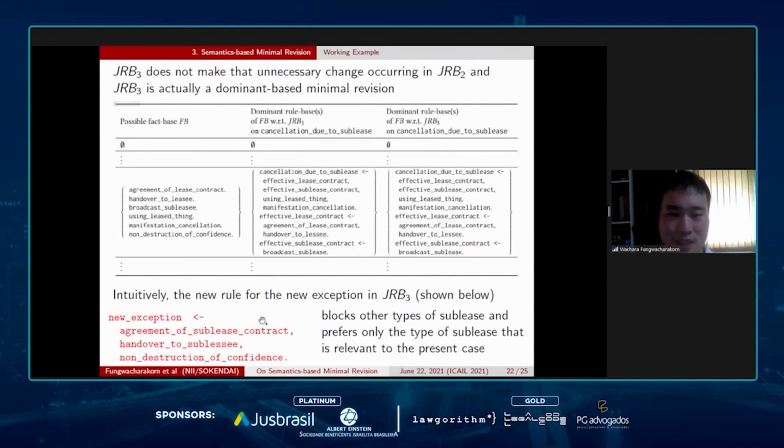Usually this new rule for the new exception box of the type of sublease allows only the type of sublease that is relevant to the present case.